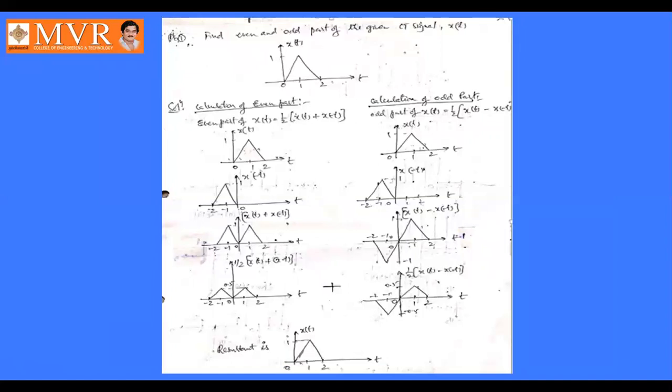Xe of t and xo of t. First of all, we will calculate the even part. After that, we will calculate the odd part. By adding these two, we will get the resultant. So this is the even part. How to get the even part of x of t?